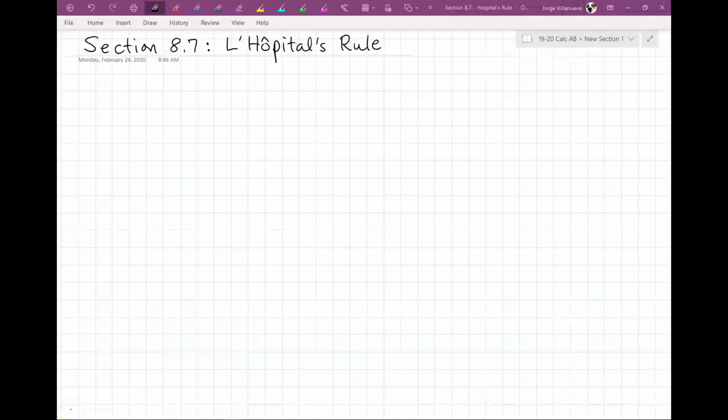All right, so again, section 8.7, I think I told you 8.8 by accident earlier, but 8.7, L'Hopital's rule, has to deal with limits that result in an indeterminate form. So let me give you the definition for that. Indeterminate form, meaning cannot be determined, right? I did not write that properly. Hold on. Indeterminate form.